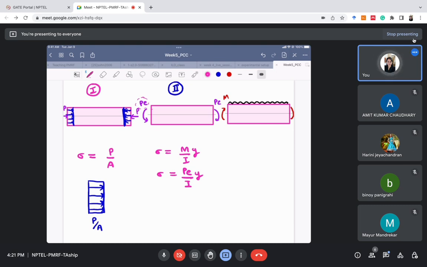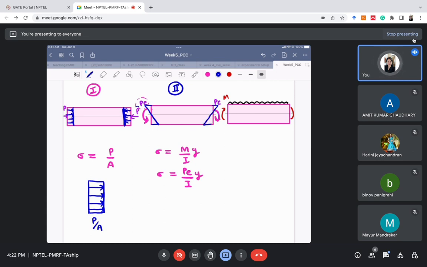The bottom part will be under compression and the top part will be under tension, because it is in this form, right? So this kind of moment will compress the bottom part, and it will generate tension in the top part. So this kind of profile will be there.